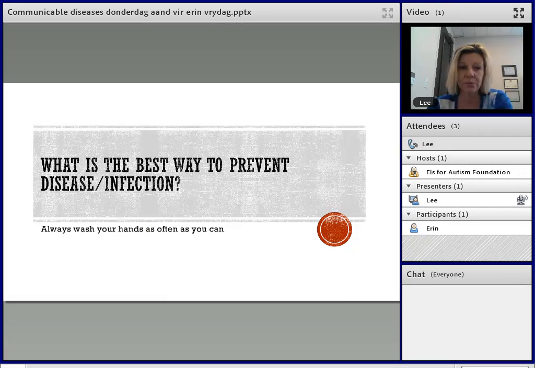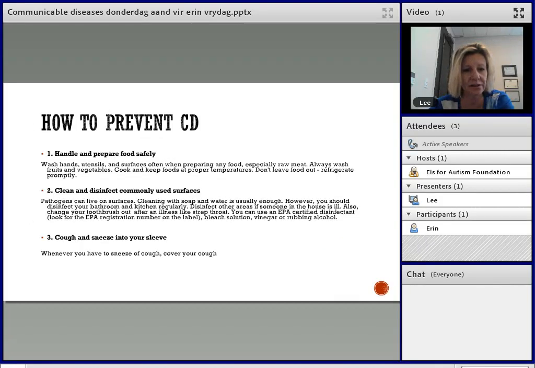What is the best way then? What can we really do to prevent disease or infection? Again, just wash your hands as often as you can. How to prevent communicable diseases: handle and prepare food safely. These are just a few ideas. Wash your hands, utensils, and surfaces often when preparing any food, especially raw meat, and always wash fruits and vegetables and dry them off. Cook and keep foods at proper temperatures, and don't leave food out; refrigerate it properly and promptly.